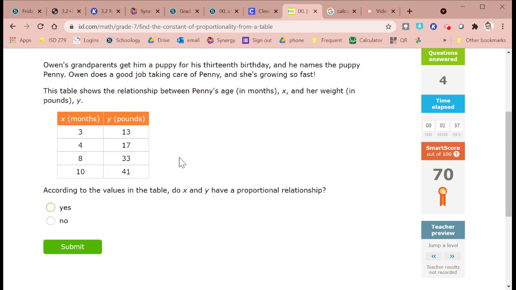All right, so if you find that it's different, like 13 divided by 3 is not equal to 17 divided by 4, then you're going to say no.